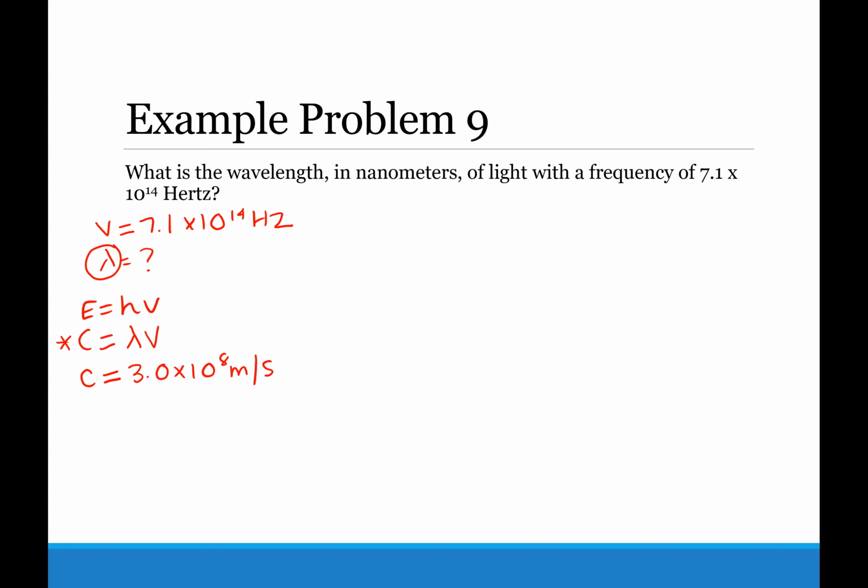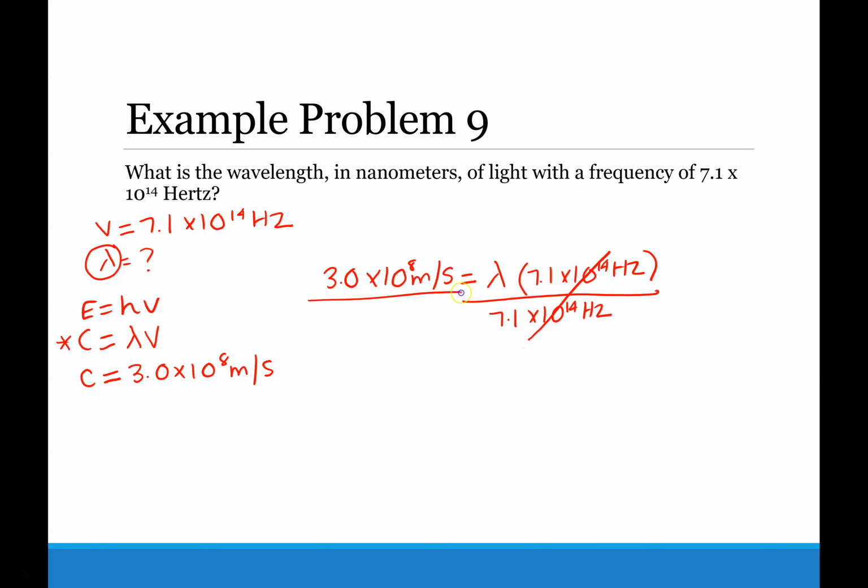So putting this into the equation that we chose, 3.0 times 10 to the 8 meters per second equals lambda, which is what we're calculating, times v, which is actually the frequency, so 7.1 times 10 to the 14 hertz. To isolate lambda by itself, we're going to divide by 7.1 times 10 to the 14 hertz, and that's going to cancel.